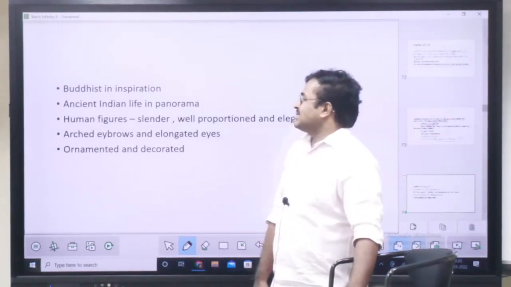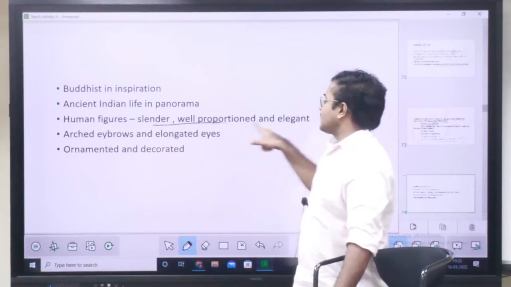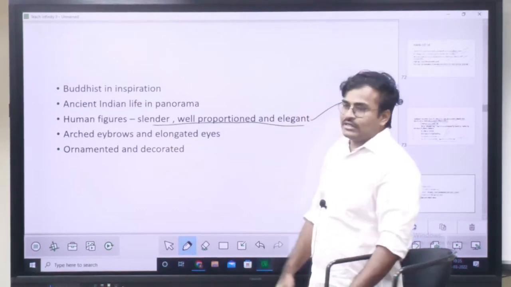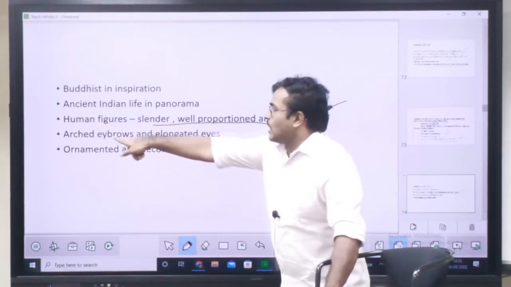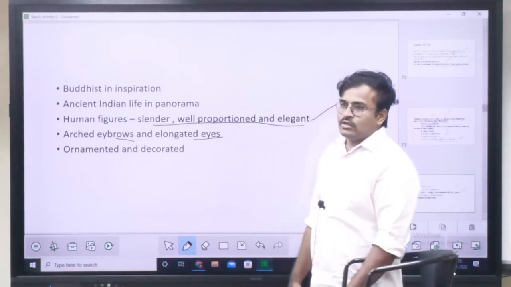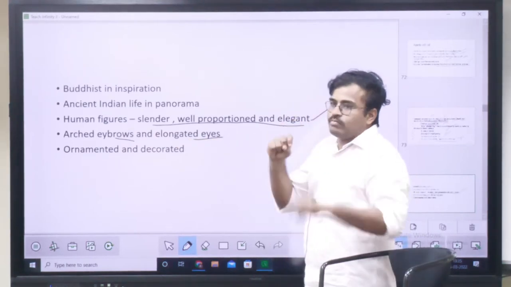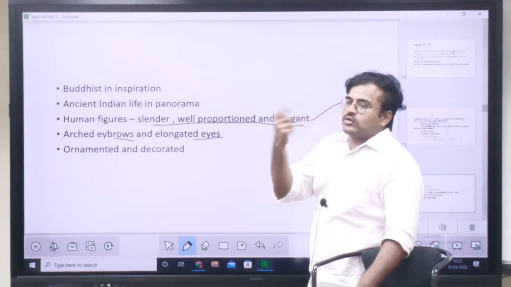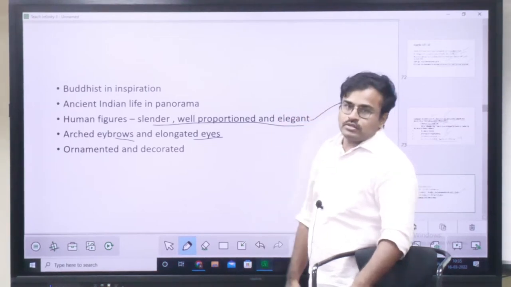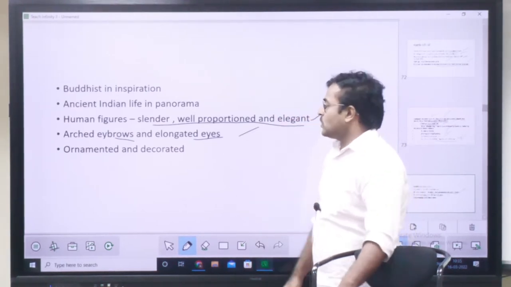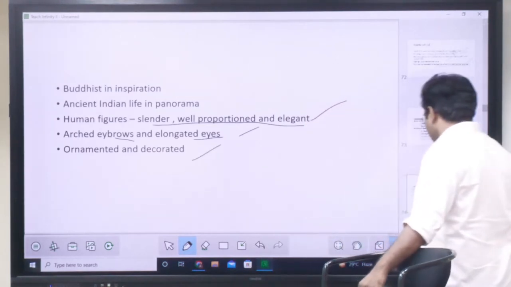And the human figures are drawn in slender, well-proportioned and elegant format. Most of the images have arched eyebrows and elongated eyes, because elongated eyes are beautiful to look at, and they are also an emblem of spirituality. Elongated eyes, arched eyebrows, ornamented and decorated images.